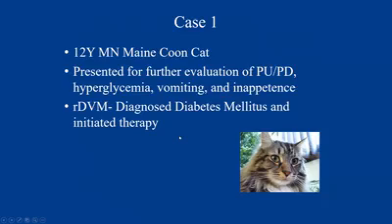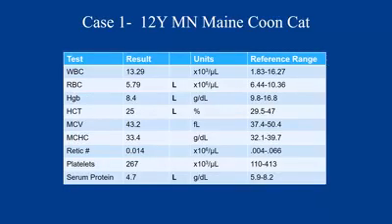So a 12-year-old male-neutered Maine Coon cat presenting for further evaluation of polyuria and polydipsia, so increased drinking and urination, hyperglycemia, so elevated blood glucose, vomiting, and inappetence. The referring DVM diagnosed diabetes mellitus and initiated therapy for this diagnosis. Here is a limited CBC from this patient, so you can see the differential is missing. Our white cell count is within reference interval at about 13,000.